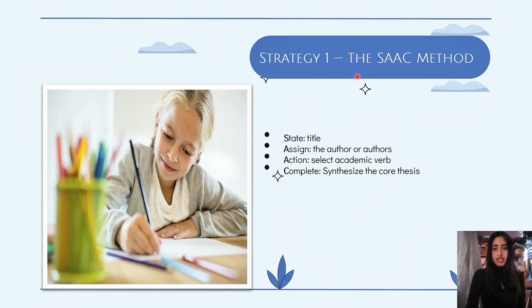The next is strategy one, the SAG method. The SAG method is an acronym for Stage, Assign, Action, and Complete. Stage means use the title, Assign means the author, Action means select an academic verb of action, and Complete means finish with sentences of the core thesis. This ensures a high-level, concise academic summary.